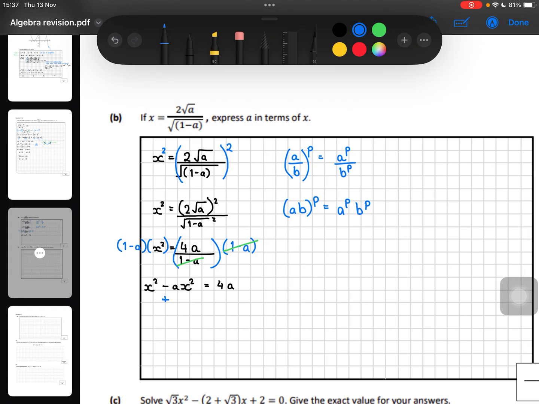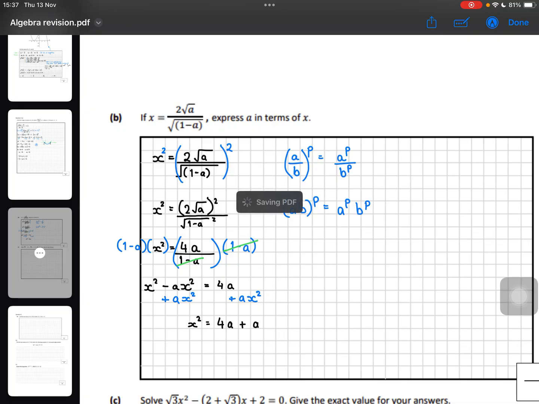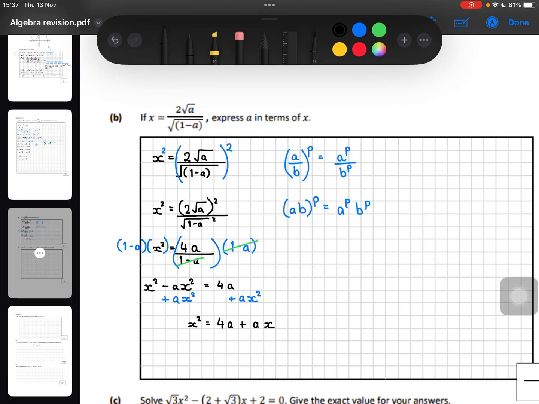So how do I get rid of an ax squared that was subtracting? Well, I'm going to add ax squared. Okay, so that on my left hand side, I'm left with just x squared. And on the right hand side, I'm left with 4a plus a times x squared. Okay, so now I've grouped all my a terms. They're all on that same side of the equals together.